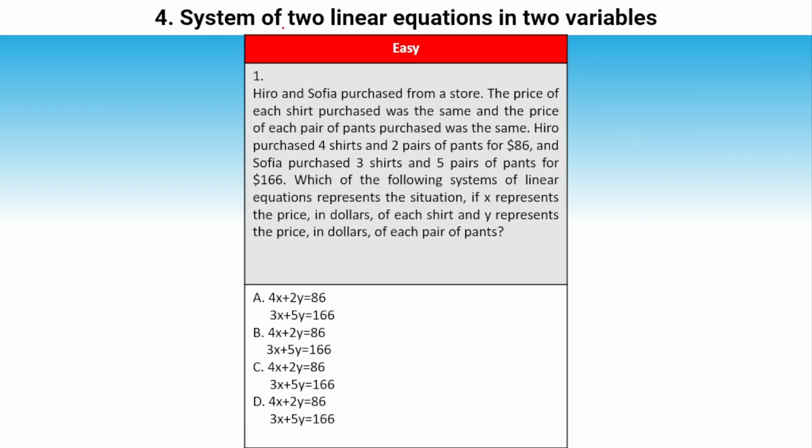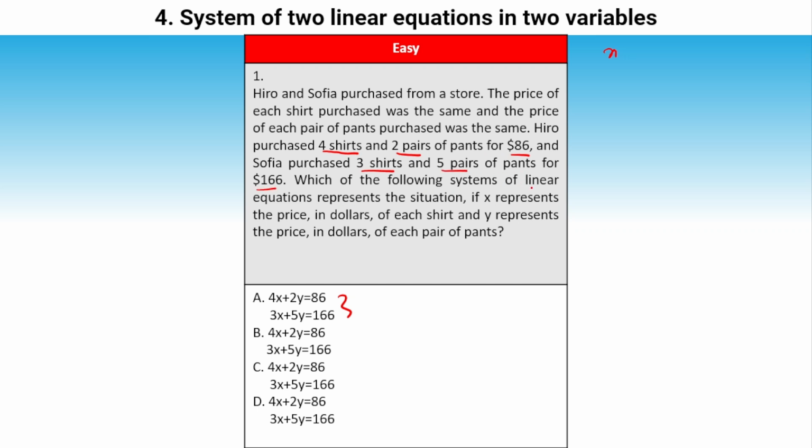System of two linear equations in two variables. That is the equation of x and y. There will be a pair of equations. So let's say like this pair of equations. Hero and Sophia purchase from a store. The price of each shirt purchased was the same, and the price of each pair of pants purchased was the same. Hero purchased 4 shirts and 2 pairs of pants for this amount, and Sophia purchased 3 shirts and 5 pairs of pants for this amount.